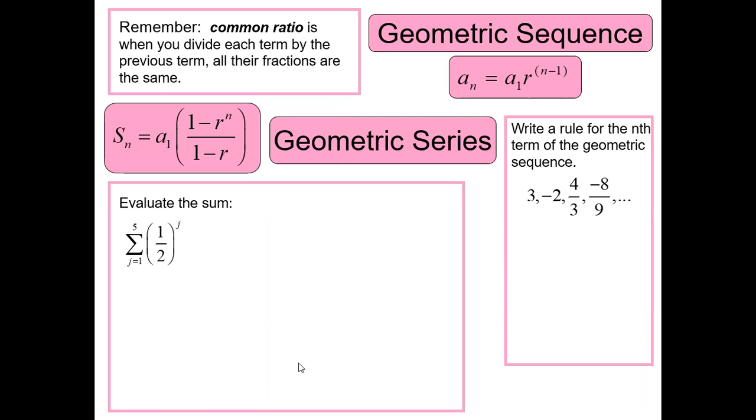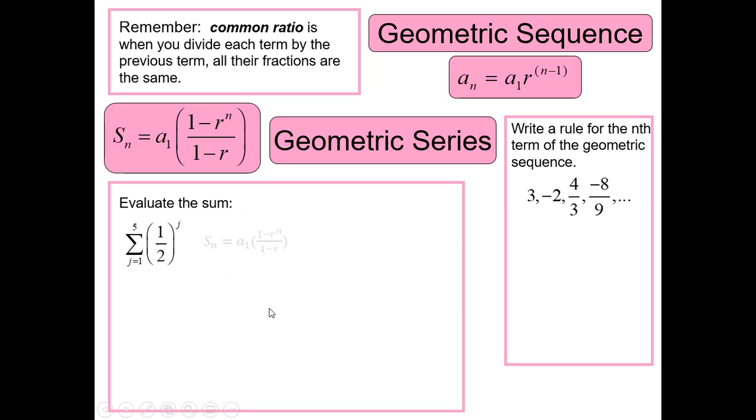Okay. Now remember, a geometric sequence has a common ratio when you divide each consecutive term. Okay? So my formula for the nth term, a sub n, is equal to a sub 1 times r to the n minus 1 power, and my summation is equal to a sub 1 times 1 minus r to the n, divided by 1 minus r. So let's take a look at some examples.